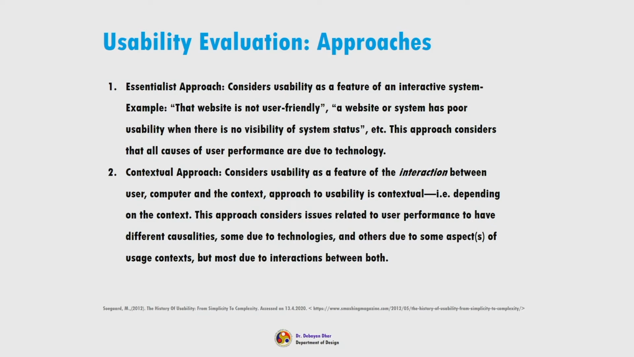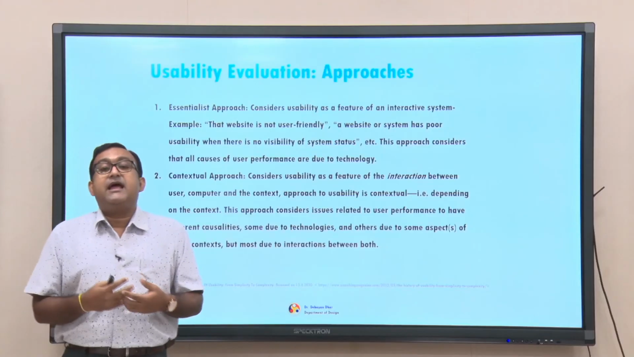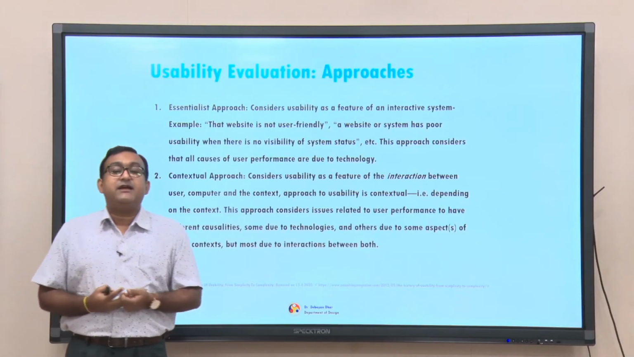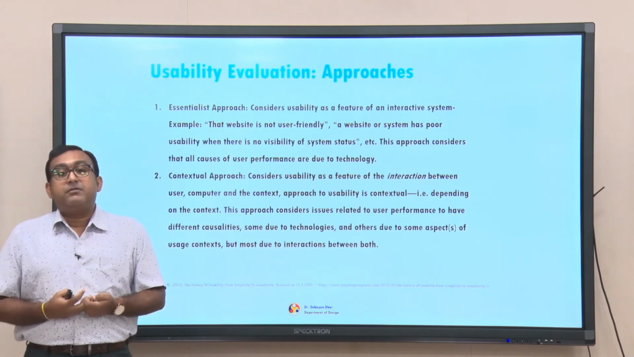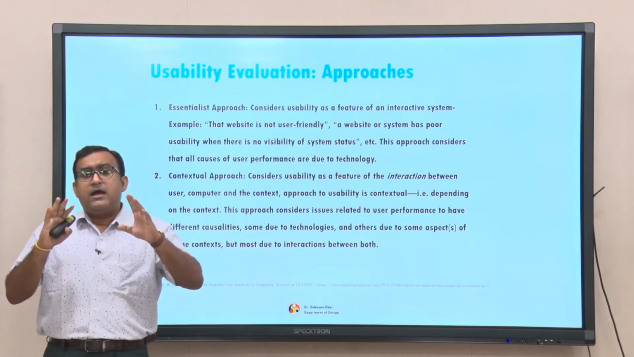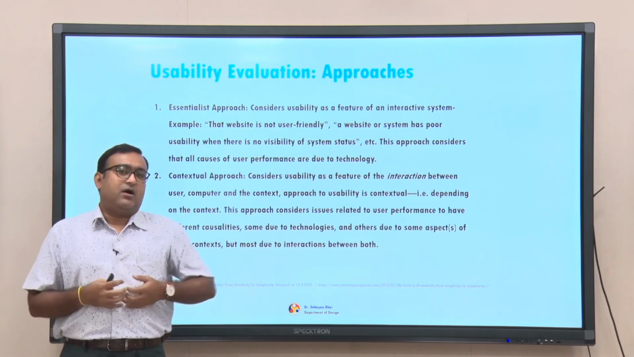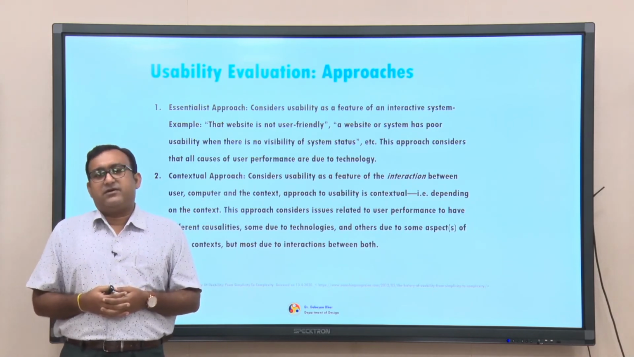You see a website, and any designer or any usability expert can make the point that the website is not user friendly. He or she is not able to complete his task by accessing or using the web page. A website or a system has poor usability when there is no visibility of the system status. You are not sure as a user at what location, at what stage of your activity you are currently positioned, and therefore you have no idea about the status of the system in terms of your activity.